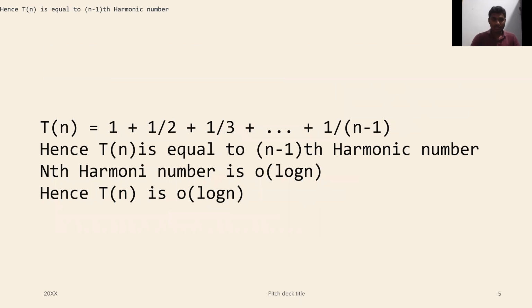Here I have written T(n) is 1 plus 1 by 2 plus and so on up to 1 by n minus 1. So T(n) is the (n minus 1)th harmonic number, where the nth harmonic number time complexity is O(log n). Hence the time complexity of this algorithm is O(log n).